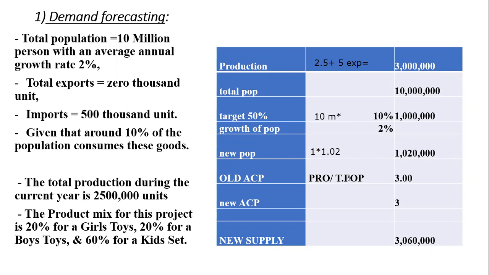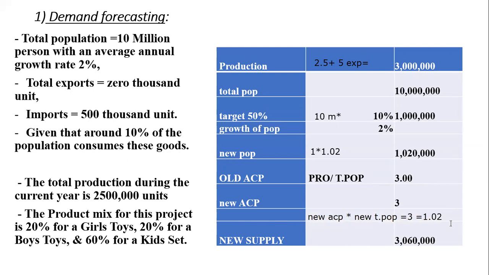So now we can find the current ACP. The supply is 3 million and the target population is 1 million. So the ACP is 3. The new ACP is not going to be the same. That leaves how we can find the new supply. The new supply will be equal to the new ACP times the new targeted population. So just a multiplication of the 3, the ACP, times the 1.02 million, and then it will be 3,060,000.